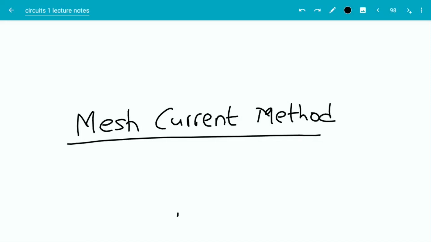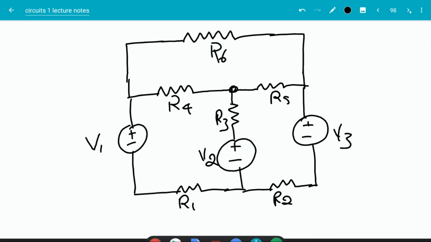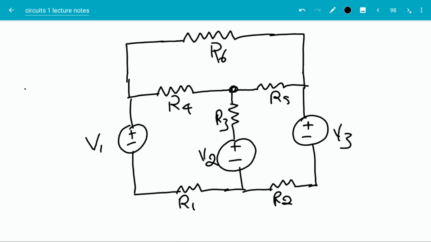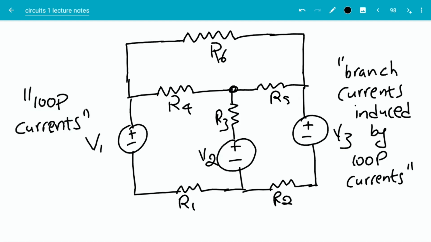Let's talk about mesh current method. We will do this using an example circuit. To understand this method, we will need two concepts: loop currents and branch currents induced by loop currents. So what are loop currents?